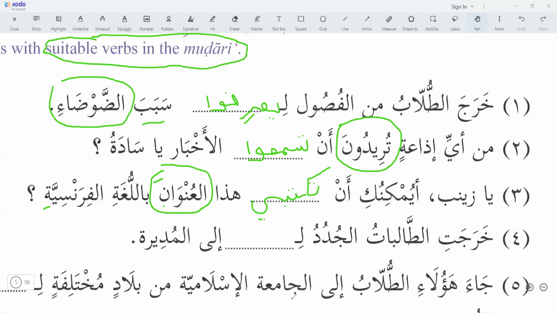Kharajatit talibatul jududu li yazhabna, ليذهبن إلى المديرة, to go to the principal. The new students left to go to the principal. ليذهبن, the noun remains mabni. Okay, li yazhab.